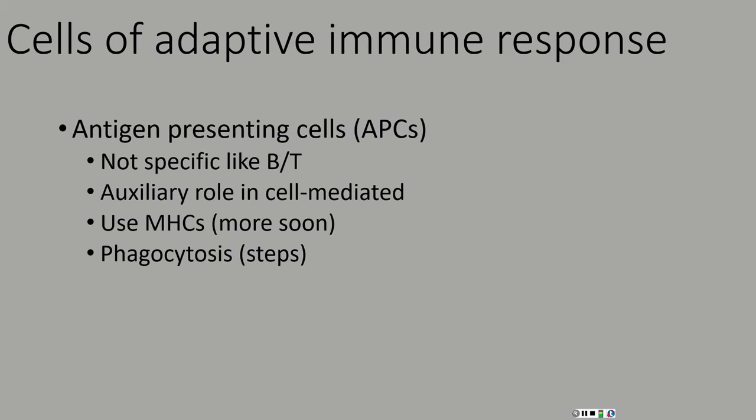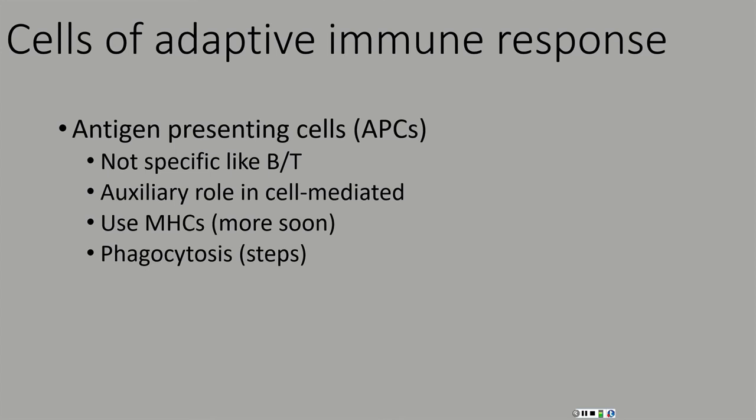So some other cells of the adaptive immune response are antigen-presenting cells, or APCs. Antigen-presenting cells are not a part of the adaptive immune system. They're not specific. These are things like macrophages, neutrophils, things that are non-specific. They use things like those pattern recognition receptors that we talked about last time. But they play an auxiliary role in cell-mediated immunity.